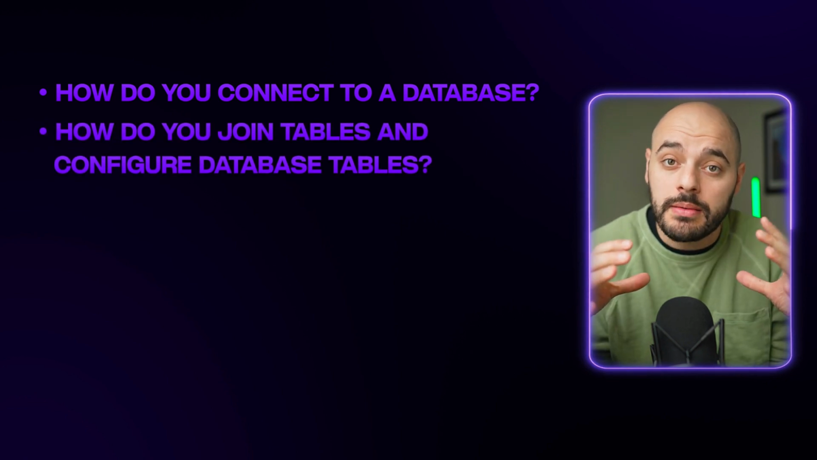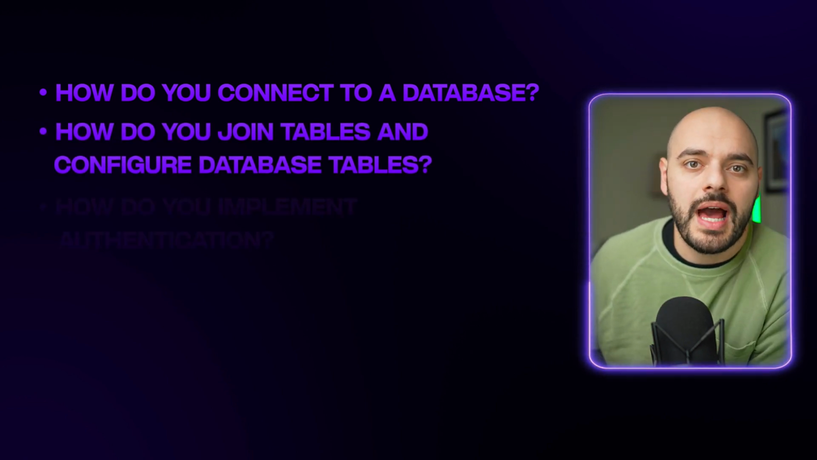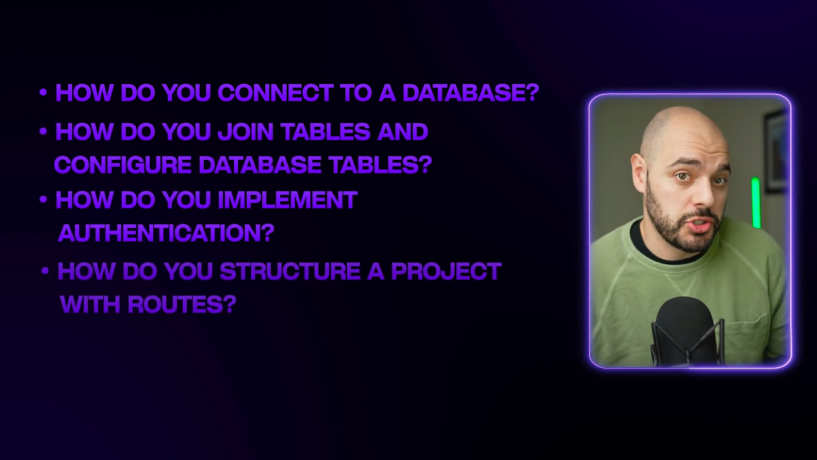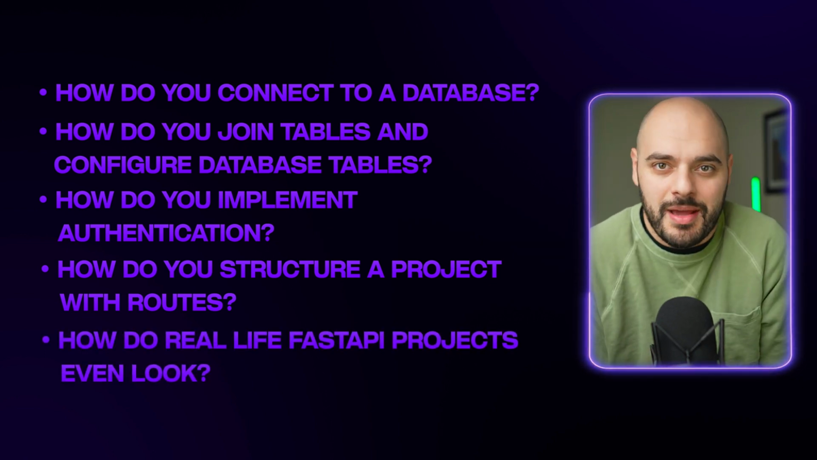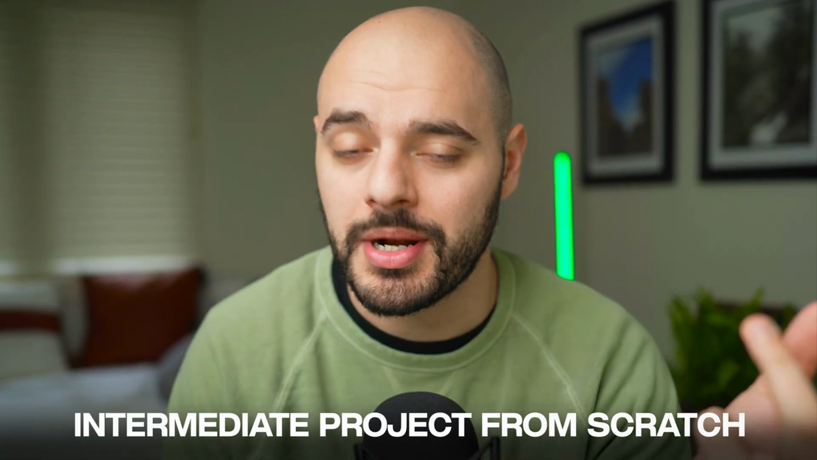How do you join tables and configure database tables? How do you implement authentication? How do you structure a project with routes? And how do real-life FastAPI projects even look? Now, this is strictly a guide on how to build an intermediate project from scratch.